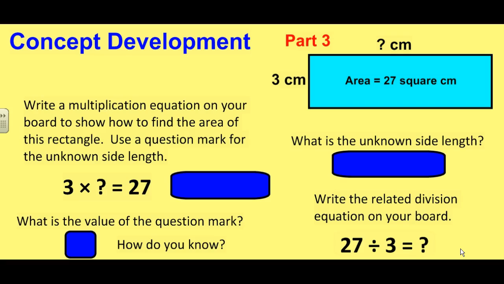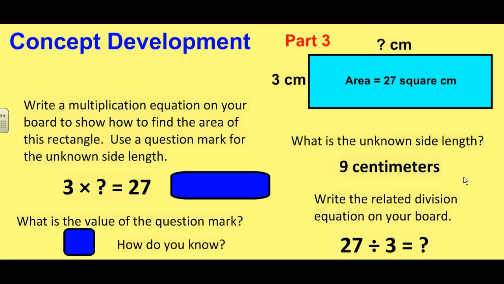So now on your board, I would like for you to write down what is the question mark. What does that question mark stand for? What is the other side length for our rectangle? Whenever you're ready to check your answer, you can push play. Okay, so the unknown side length is 9 centimeters. And the reason that we know that is because we know that 3 times 9 is 27.